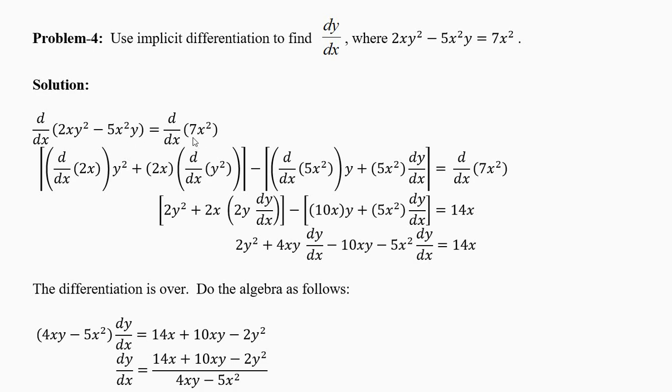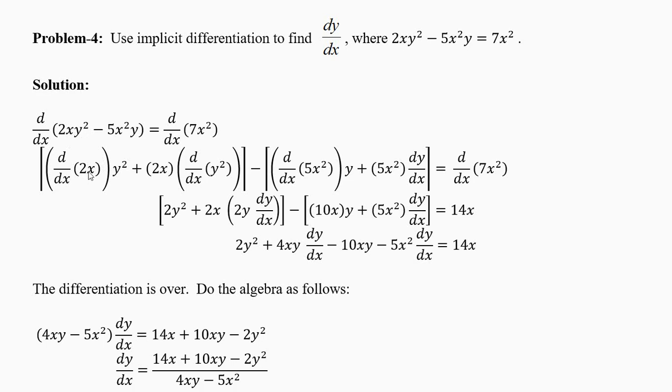Derivative of 7x square is 14x. Copy it to the next line. It is not 0. Even if it is 0 on the right hand side, you have to write it in all the steps. Now derivative of the first function. The first function is like 2x, second function is like y squared. Now look inside this bracket. Derivative of first function into second function plus first function into derivative of second function.